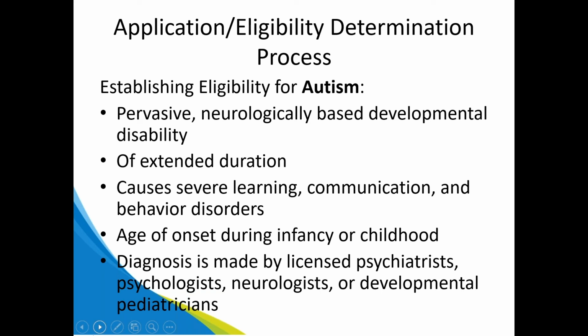They have failure to develop peer relationships appropriate to developmental level, a lack of spontaneous seeking to share enjoyment or interests, inflexible adherence to specific routines or rituals, and repetitive motor mannerisms such as finger flapping or complex whole body movements. The age of onset is during infancy or childhood, and diagnosis is made by licensed psychiatrists, psychologists, neurologists, or developmental pediatricians. And of course, the things I've mentioned are not an exhaustive list.